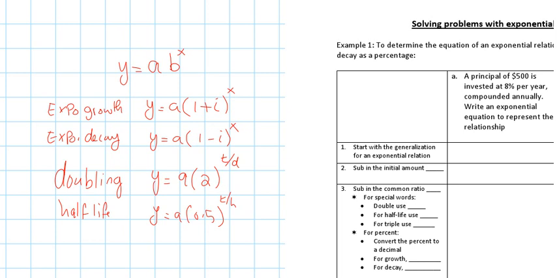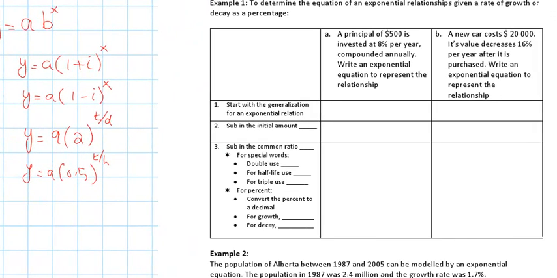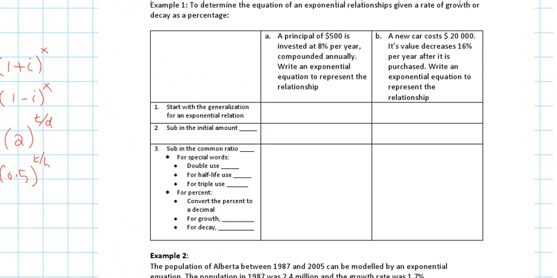Now, the decision that you guys have to make is which one do I use? Okay? So let's read the first question. A principal of $500 is invested at 8% per year, compounded annually. Write an exponential equation to represent the relationship. So a principal of $500, what does that represent? That's your initial value, right? So that's your A value. It is invested at 8% per year, compounded annually, and then we're going to write an exponential equation.